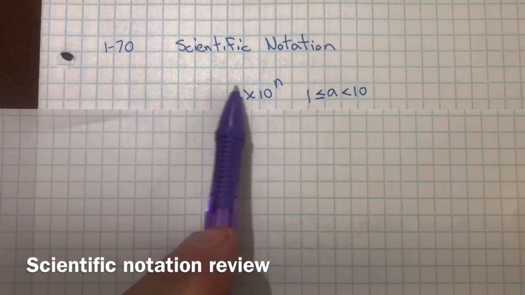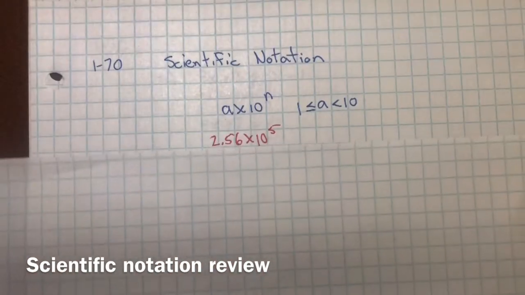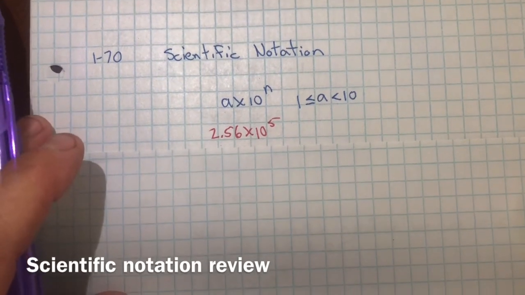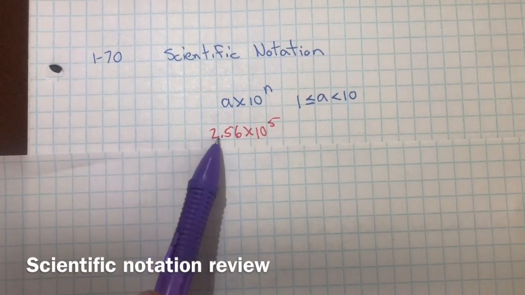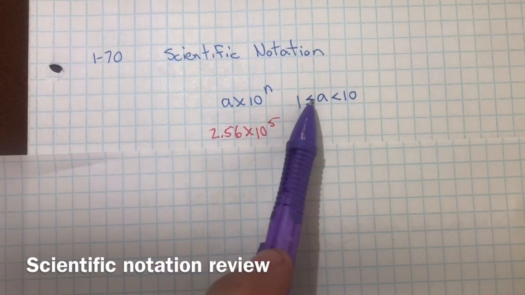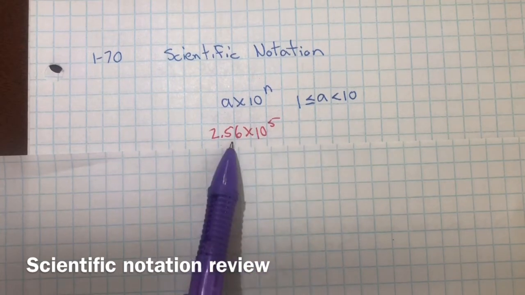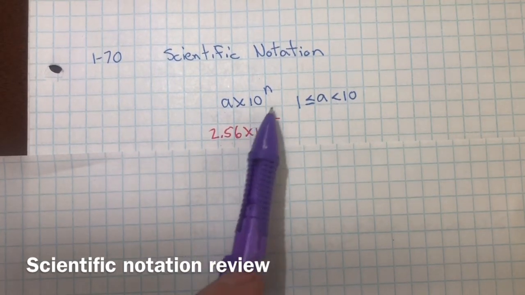A has to be greater than or equal to 1, but less than 10. So if you look at this, that meets the criteria. 2 and 56 hundredths is greater than or equal to 1, but less than 10, and you have a base of 10 with an exponent.